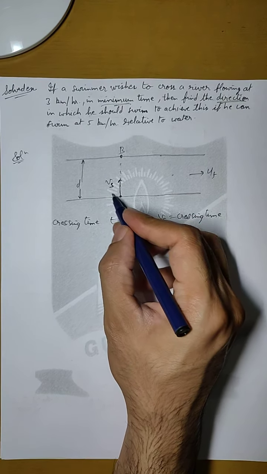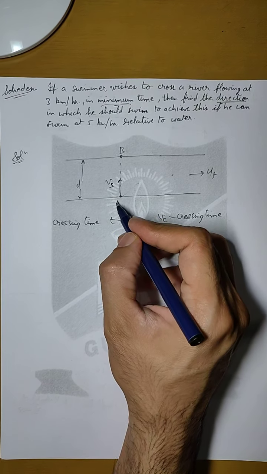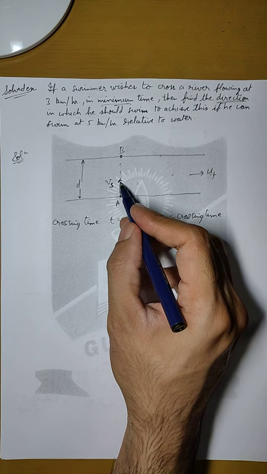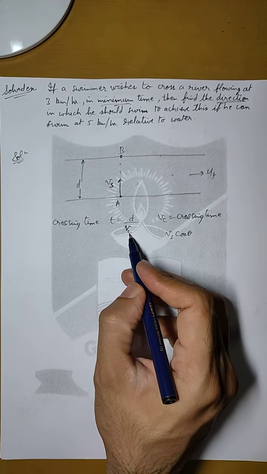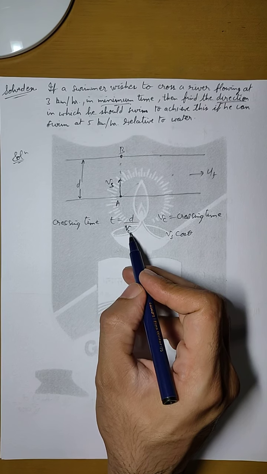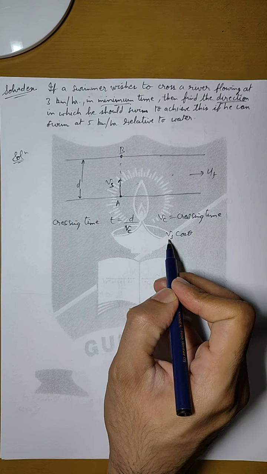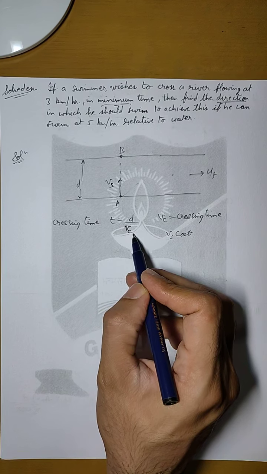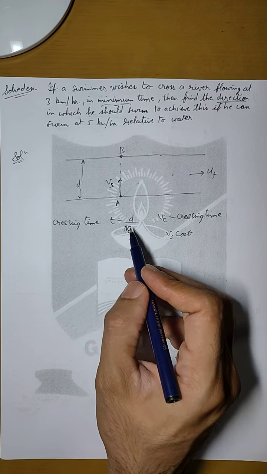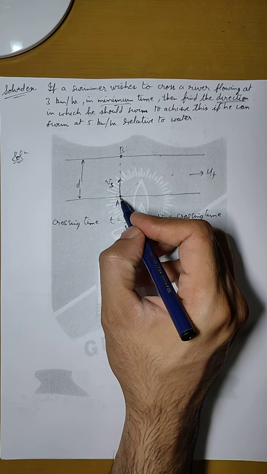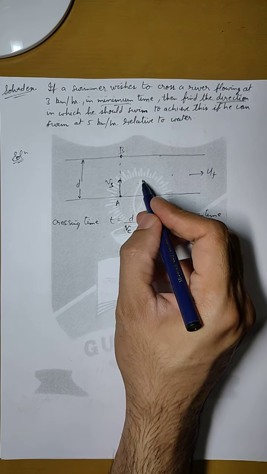If he jumps in any other direction, in downstream or in upstream, then in this direction there will only be a component which will be Vs cos theta. So the denominator will be Vs cos theta, which will be lesser than Vs, because it is only a part of the swimmer's velocity, not the complete swimmer's velocity. So to maximize the denominator, the swimmer should swim perpendicular to the flow current.